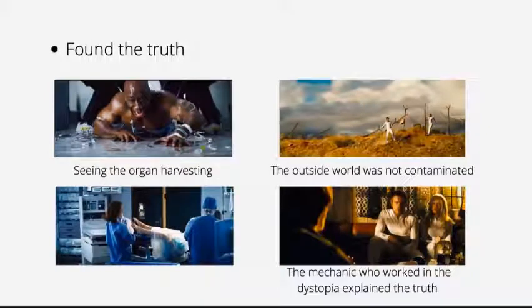In the second act, he followed the insect and he saw organ harvesting from people who were chosen to go to the island. So he tried to go outside with Jordan Delta, and then they found the mechanic who worked in the dystopia, and he explained all the truth that he must know. And he knew that Jordan Delta and everyone who lives in the dystopia are clones of the rich.